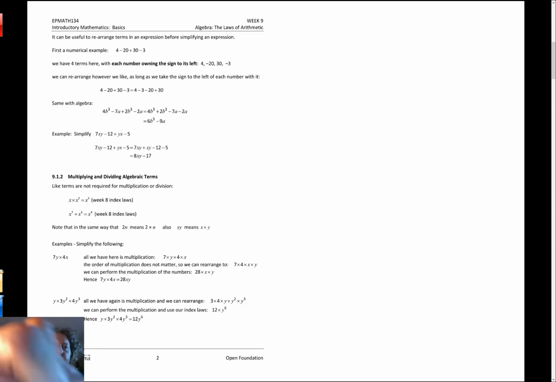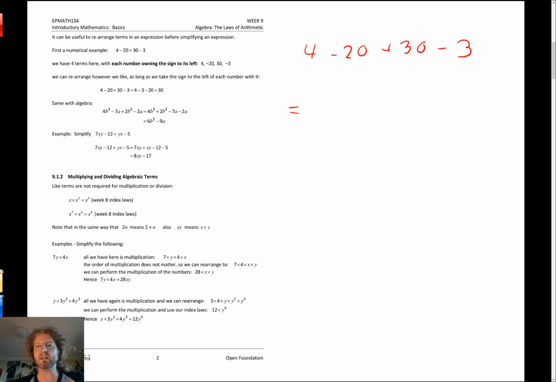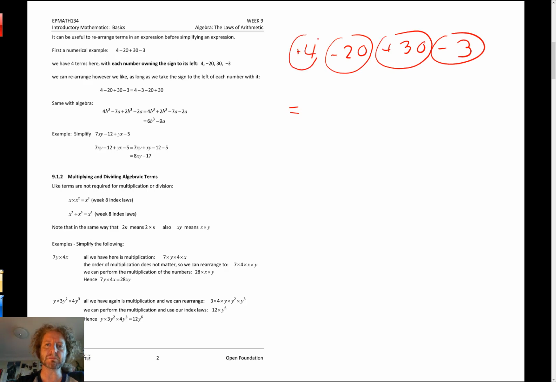Here it's saying it can be useful to rearrange terms in an expression before simplifying. And I've given the example just with numbers, 4 minus 20 plus 30 minus 3. Now there's no need, I can just go left to right and add and subtract all of these. That's what order of operations tells us. But I just want to note that you can move these things around if you want, but everything owns the sign to its left.